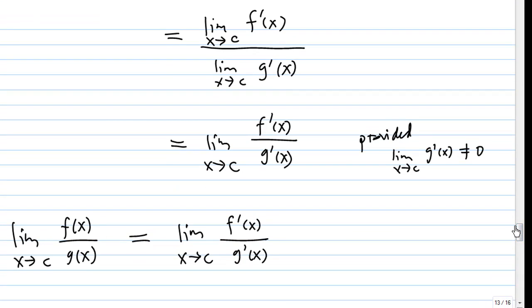So finally we have come to a conclusion. Limit of f(x) over g(x) when x approaches c, if you have a 0 over 0 case, then this is equal to limit of f prime over g prime when x approaching c, provided the latter limit exists.